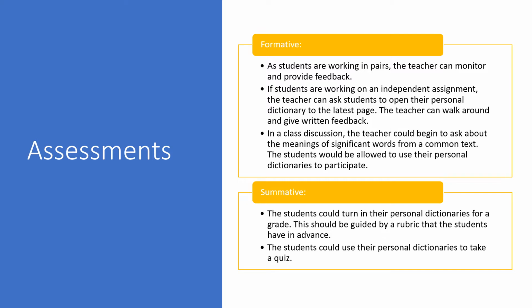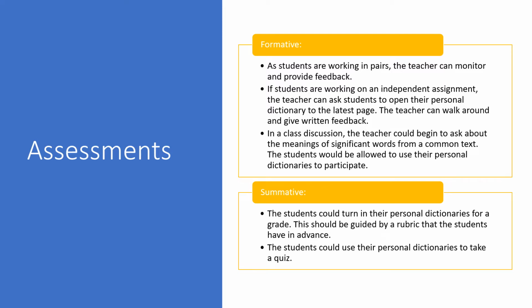Formatively, the students could be assessed as they're working in pairs: the teacher can monitor and provide feedback, kind of rotate through the room and listen to the conversations, and provide feedback to those small groups. Another way is that if students are working on an independent assignment, maybe a project completely unconnected, the teacher could ask the students, hey guys, I want y'all to take out your personal dictionaries and let me just see the last few pages, the thing that we've been working on the last week.